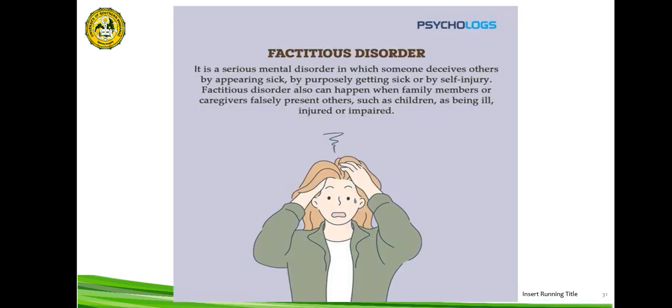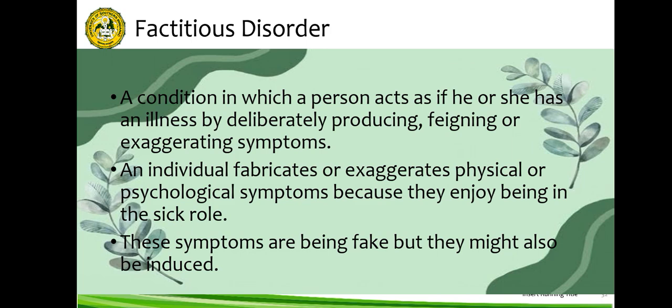Now, factitious disorder is a serious mental disorder in which someone deceives others by appearing sick, by purposely getting sick, or by self-injury. Factitious disorder also can happen when family members or caregivers falsely present others, such as children, as being ill, injured, or impaired. It is a condition in which a person acts as if he or she has an illness by deliberately producing, feigning, or exaggerating symptoms.